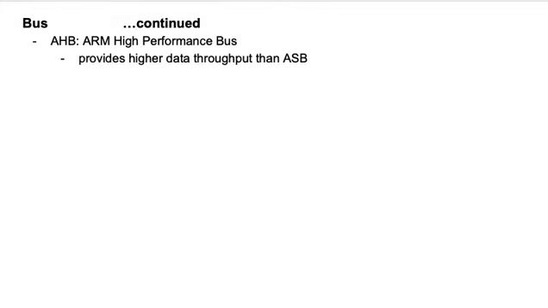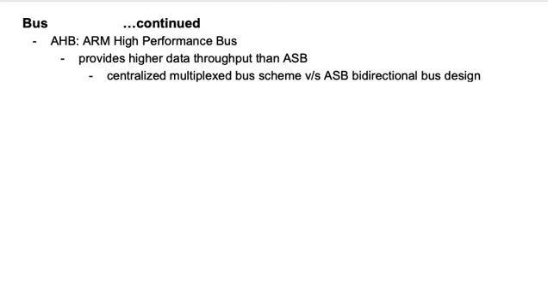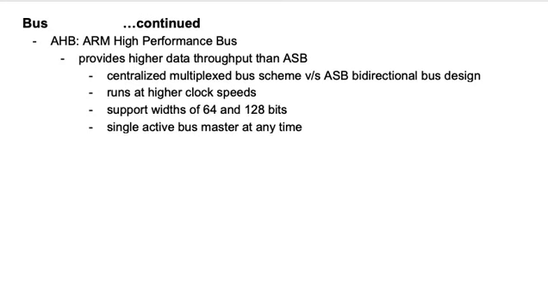There are new enhancements to the bus protocol in terms of AHB, which is the ARM high performance bus. It provides higher data throughput than the traditional ASB. This is due to the centralized multiplexed bus scheme versus the bidirectional bus design. It allows running at higher clock speeds, supports higher widths of 64 to 128 bits, and there is a single active master at any time.